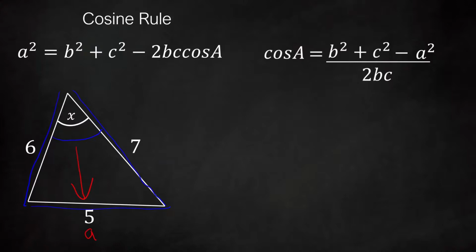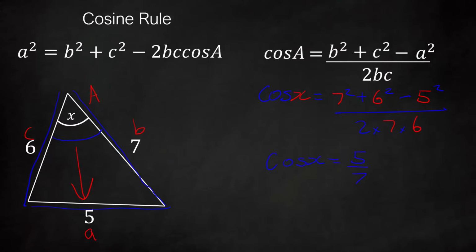And that's why you need to make sure you label correctly, because it has to be the side opposite the angle that gets labelled as a lowercase a. So then x is just a capital A, and we just label 7 and 6 B and C. So let's plug that into our equation on the right. So we get cos of x is equal to this expression on the right here. Just plugging in 7 for B, 6 for C, and 5 for a. And put that in your calculator, we get that cos x is 5/7.